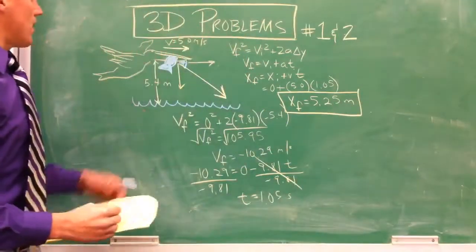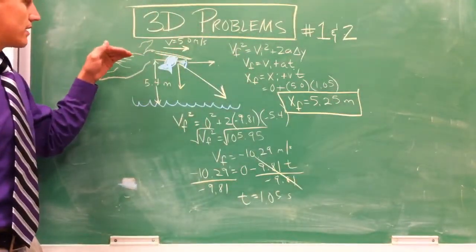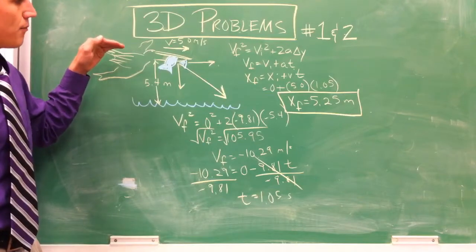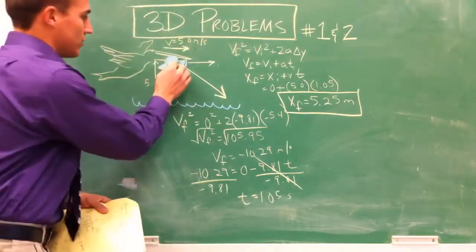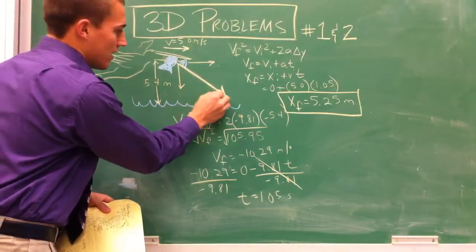That's to say, when the fish gets dropped out of the pelican's mouth, it's going to travel 5.25 meters horizontally before it hits the water. So it's actually going to be traveling more in a path like this as our vector.